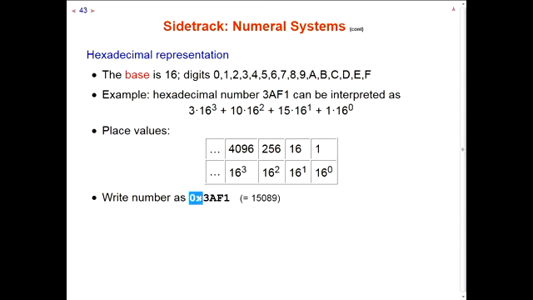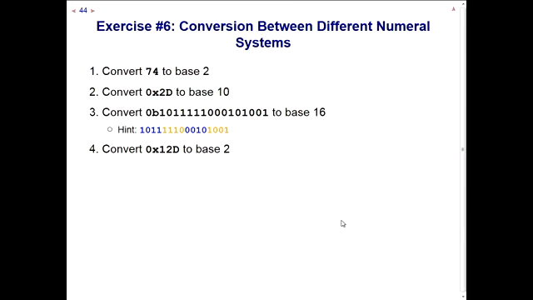And in C, we would denote hexadecimal numbers with the prefix 0x. So just like before in a C program, instead of writing 15,089, you can also say 0x3AF1. And since you all know this, it would be very easy for you to tell me what 74 as base 2 would be.